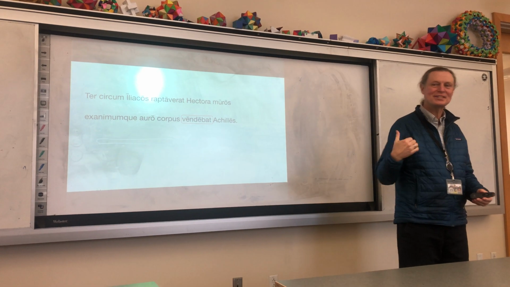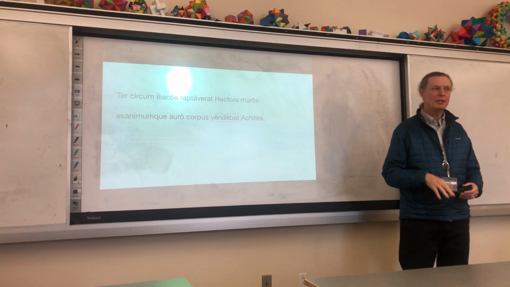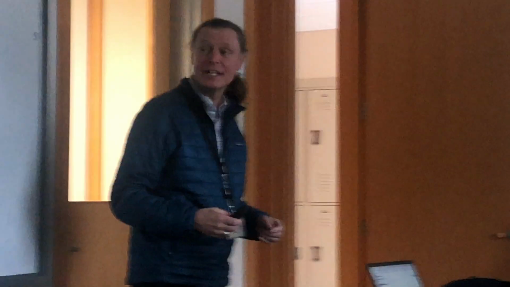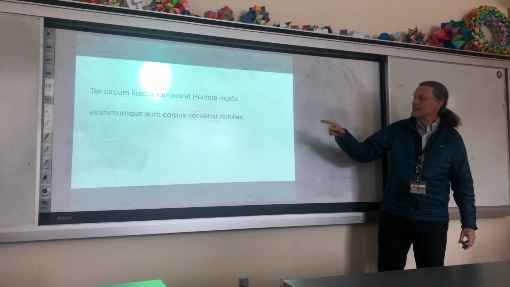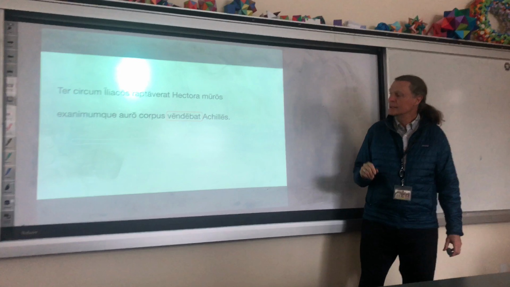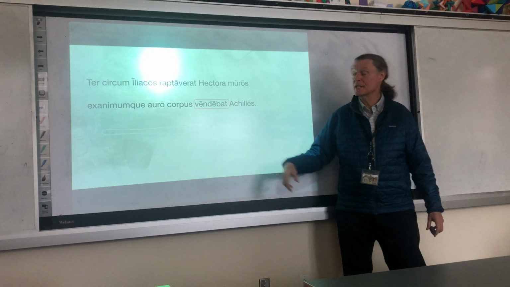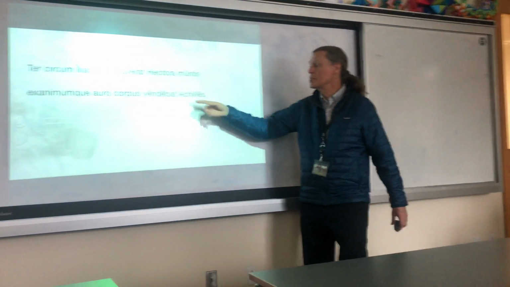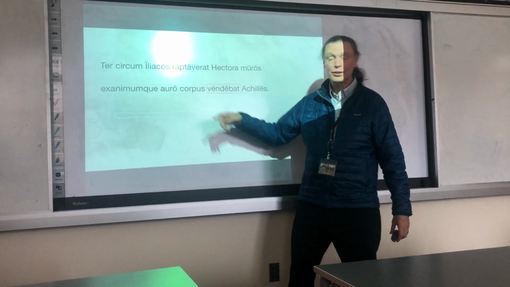So I'll start with this one. Going back to this, it's kind of a while ago. Some really interesting features here. Three times around the walls of Ilium, he dragged Hector, and he was selling, this is interesting, the lifeless body for gold. Achilles was the subject here, with a verb and direct objects, Hector and the corpus.